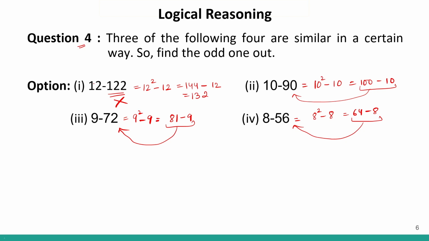So in each case, we took the square of the first. So let us say this is A and this is B. So in each case, we squared the first number and we subtracted the number to get B. This was the logic that was used in option number 2, 3 and 4. But this logic is not being used in option number 1. Therefore, option number 1 will be the odd one out. It will be the correct answer to this question. Clear?